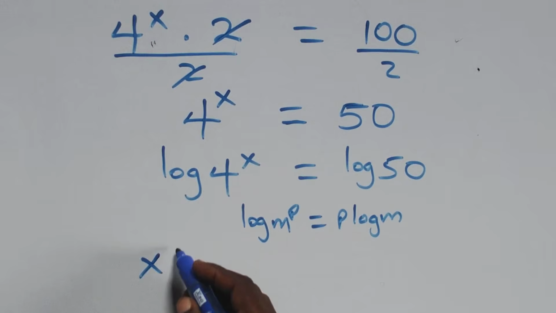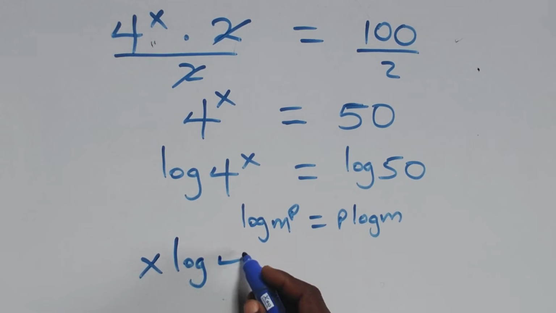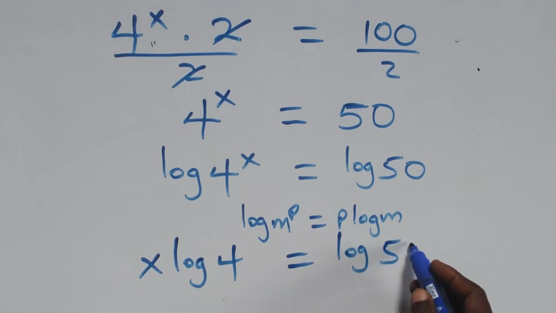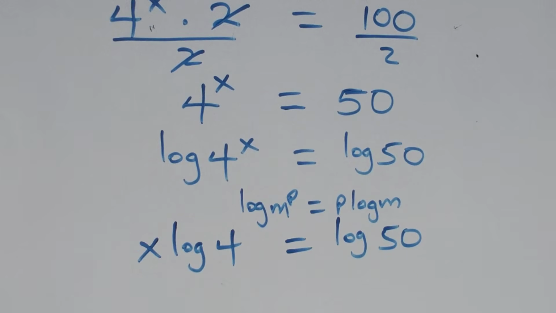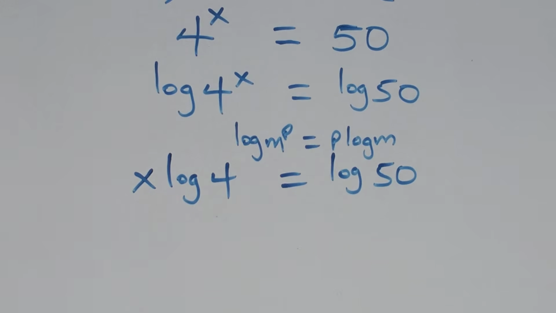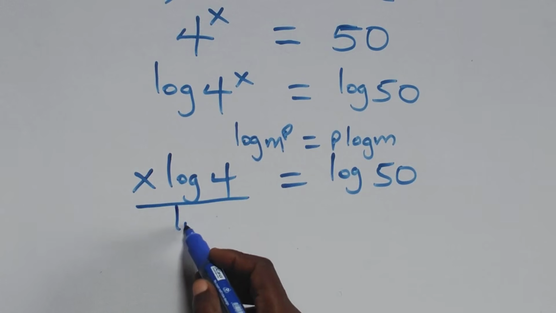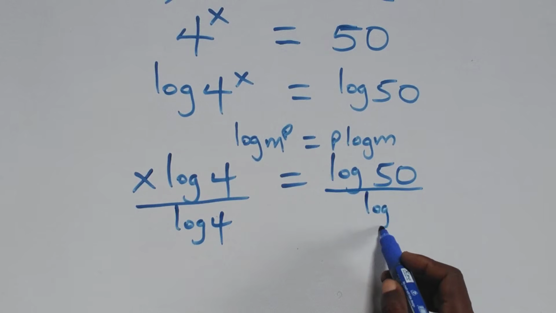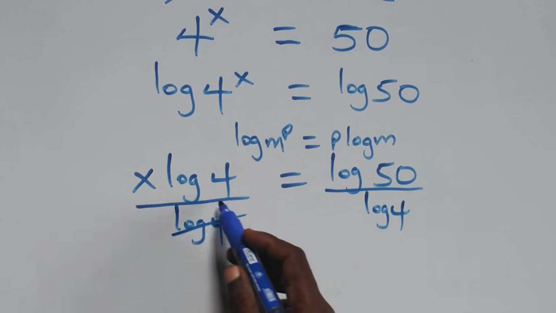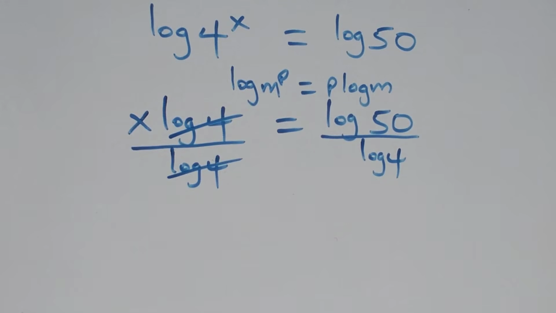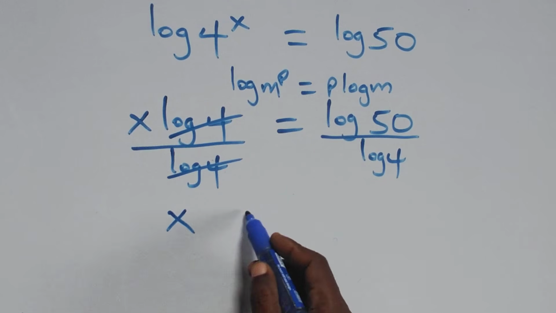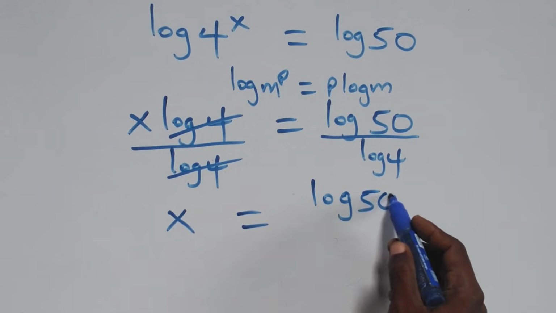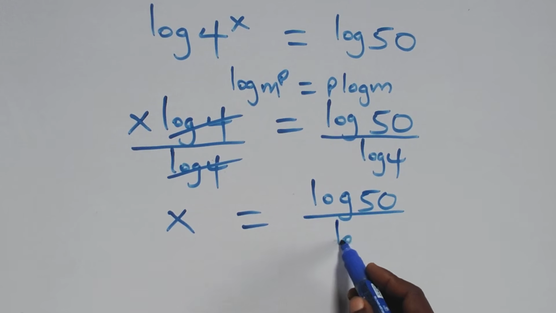This becomes x log 4 equals log 50 here. Then divide both sides by log 4 here. Divide here by log 4. Also divide this side by log 4. This log 4 cancels each other. And we have x equals log 50 over log 4.